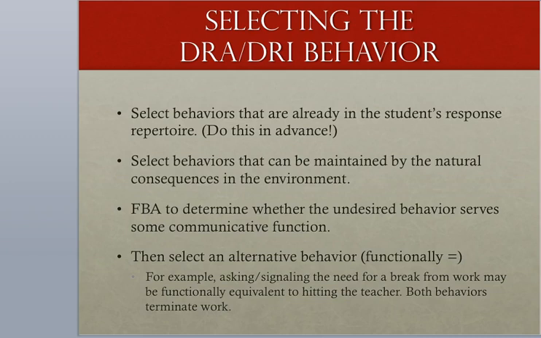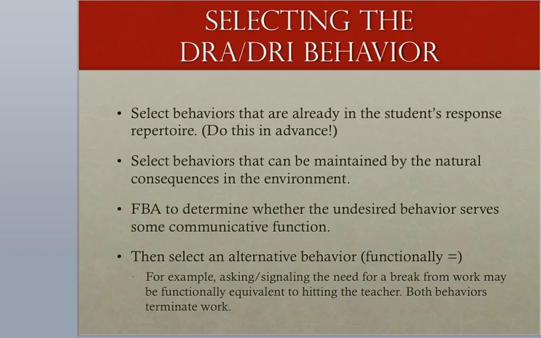Okay. So when it comes to selecting the alternative behaviors for your differential reinforcement intervention, you want to select behaviors that are already in the individual's behavioral repertoire. You have to know that they're capable of doing the new behavior. If they're not, you may have to teach the new behavior before you try to use it to replace the undesired behavior. And you want to make sure that you do this before you start your intervention.